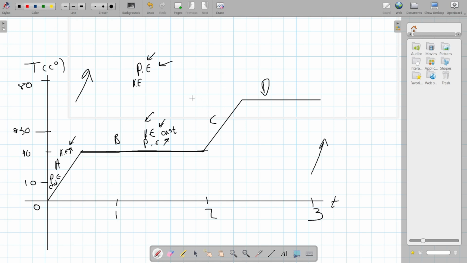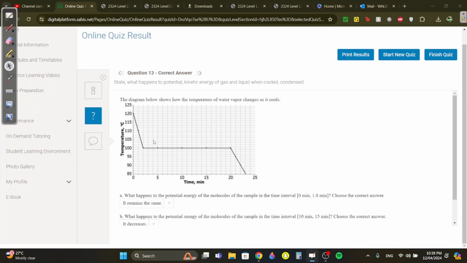How about C? Again, temperature is increasing. You went from 40 to, I don't know, 70. Temperature is increasing, therefore kinetic energy is increasing. And since one of them is changing, the other one has to stay constant. Potential energy has to stay constant. You can't have kinetic and potential changing. Only one of them can change. D, the temperature is constant, so potential energy increases and kinetic energy stays constant, since there's no change in temperature. Okay, so in this case, let's see, from 0 minute to 1 minute.